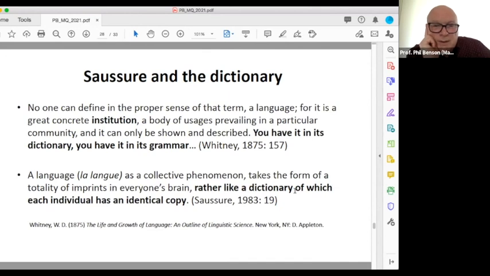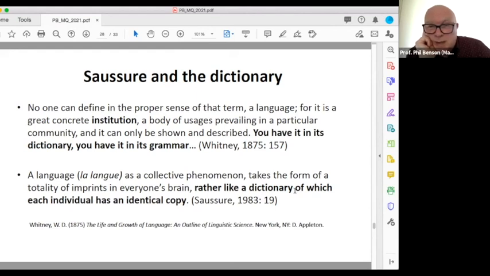He said, talking about language, no one can define in the proper sense of that term a language, for it is a great concrete institution, which you note is a metaphor that Saussure also used. A body of usages prevailing in a particular community, and it can only be shown and described. And then he said, you have it in its dictionary, you have it in its grammar.